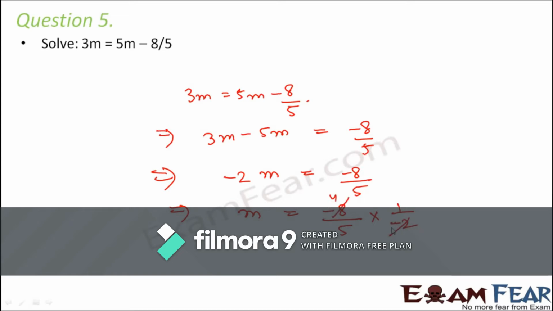So 2 4s are 8. This minus and minus will also get cancelled. Therefore, m is equal to 4 by 5 as a solution for this equation.